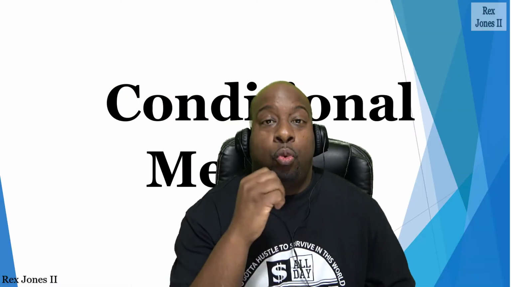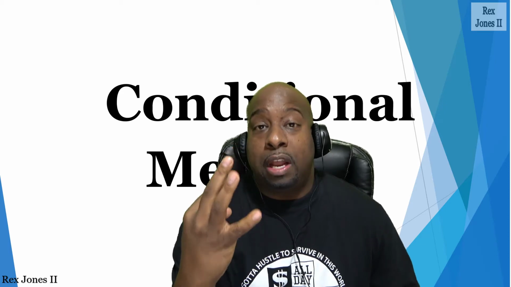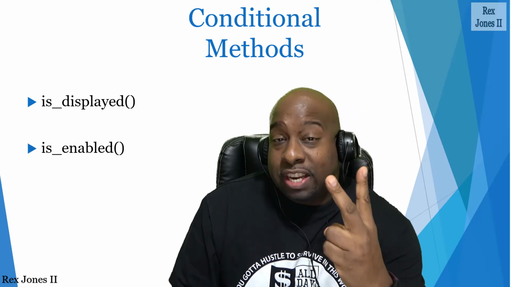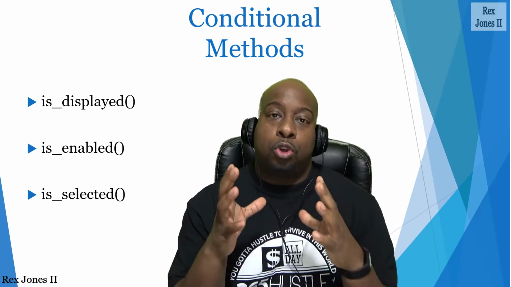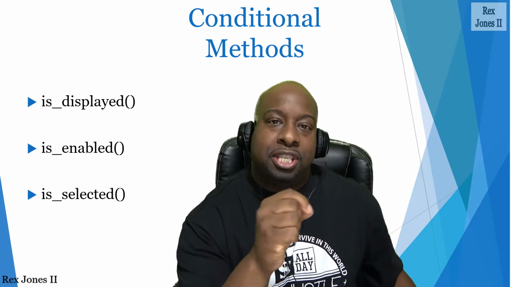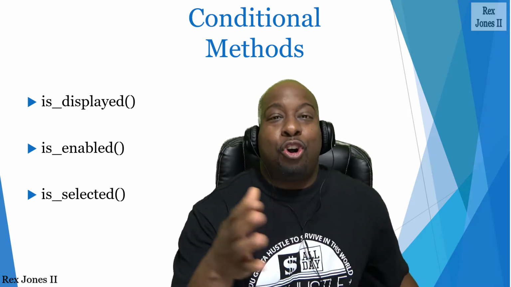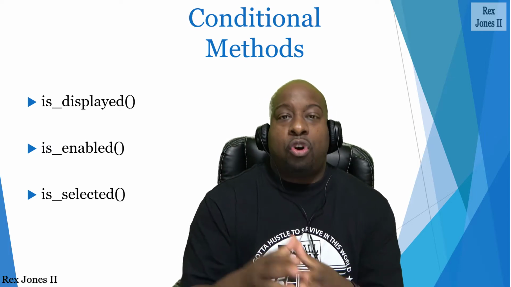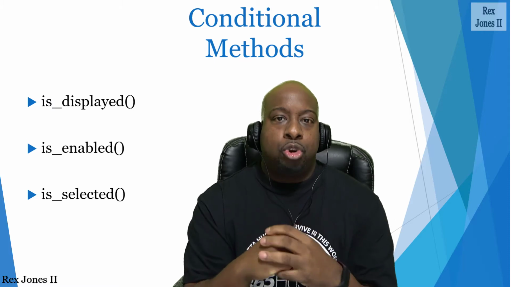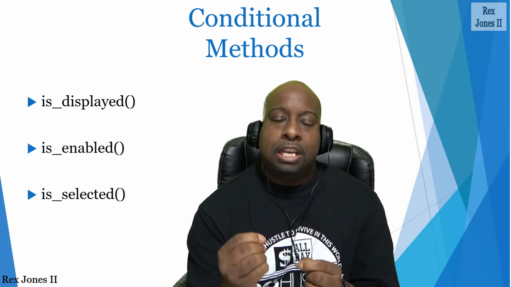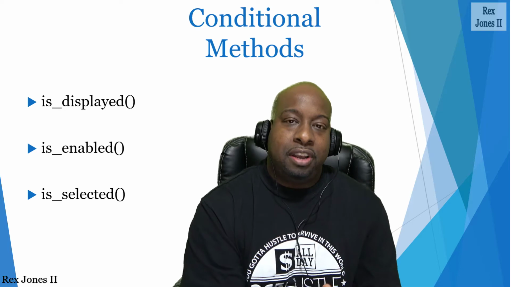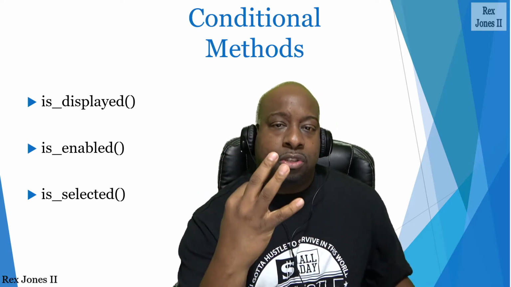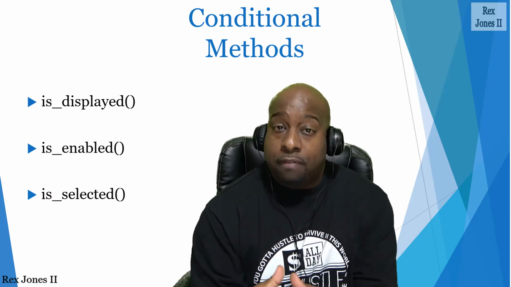In this session, we are going to look at three conditional web element methods. The three methods are is displayed, is enabled, and is selected. The purpose of is displayed is to check whether an element is displayed or not displayed. Is enabled verifies if an element is enabled or not enabled. Most of the time, is selected confirms if a checkbox is selected or not selected. All three conditional web element methods return true or false Boolean values.